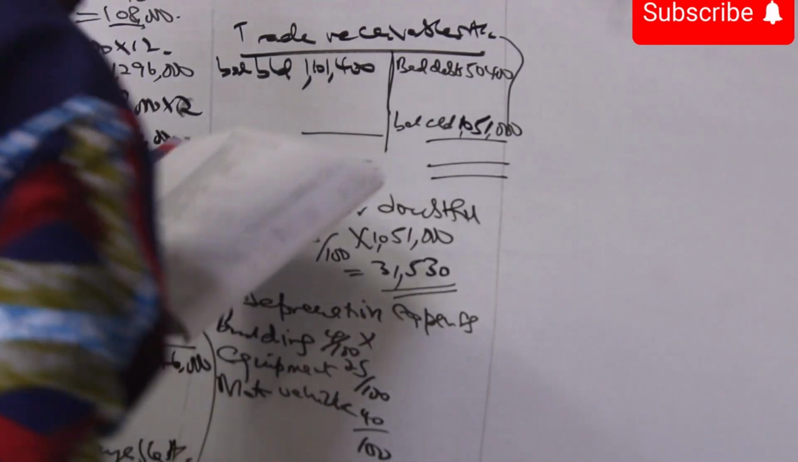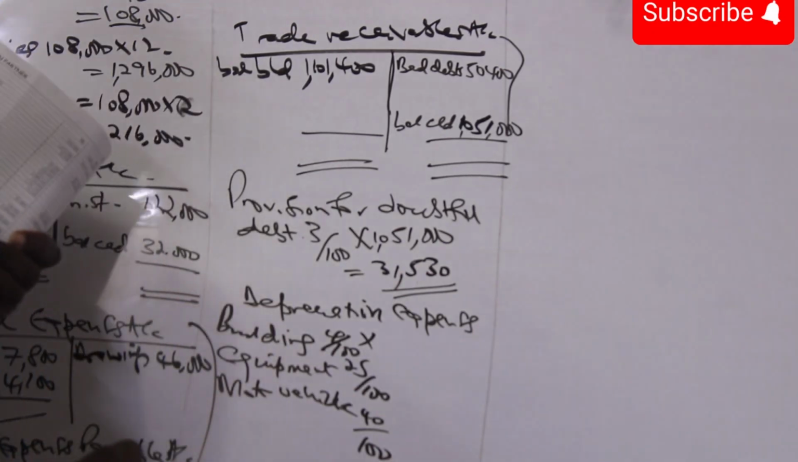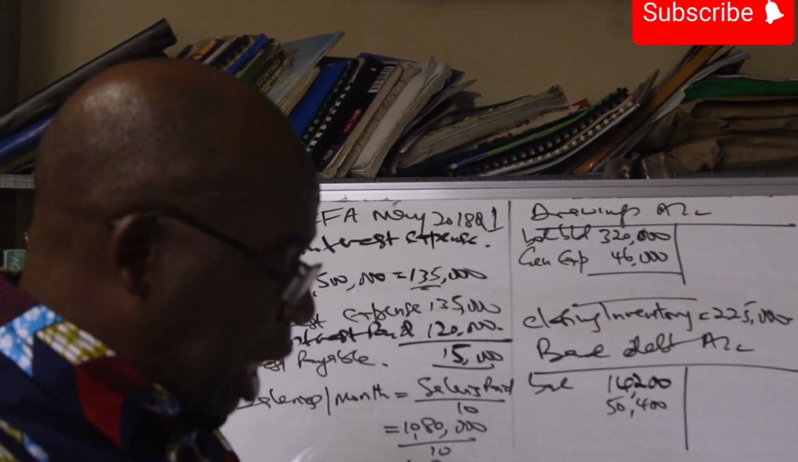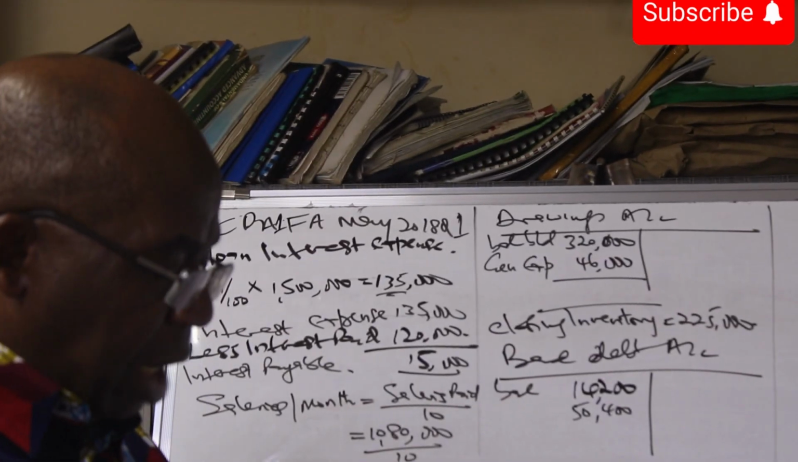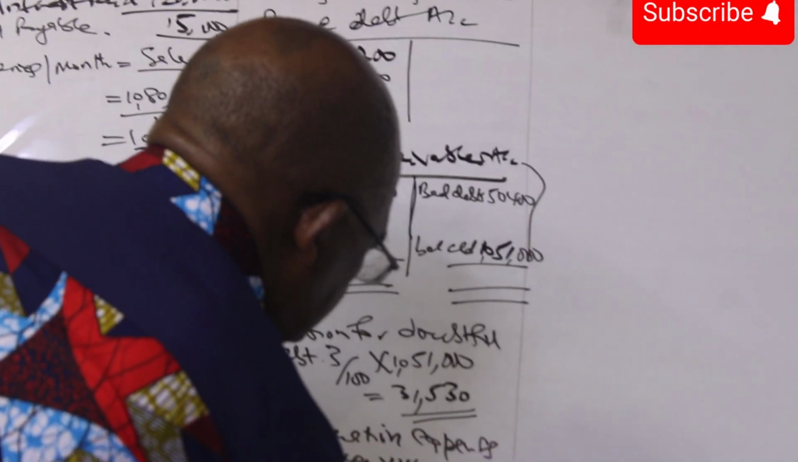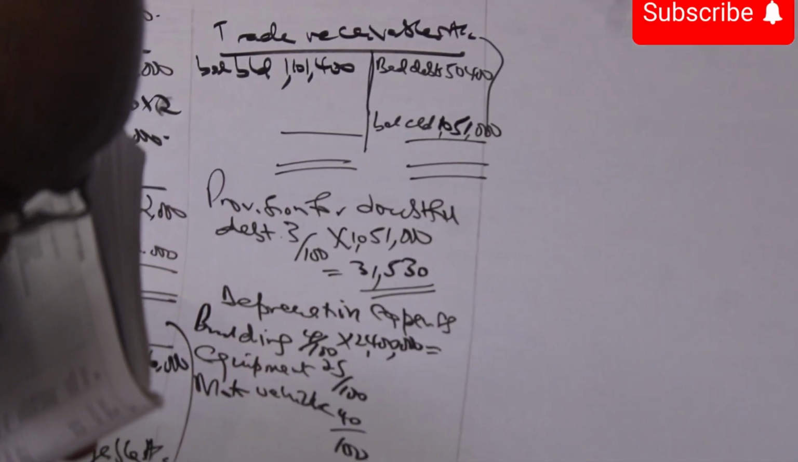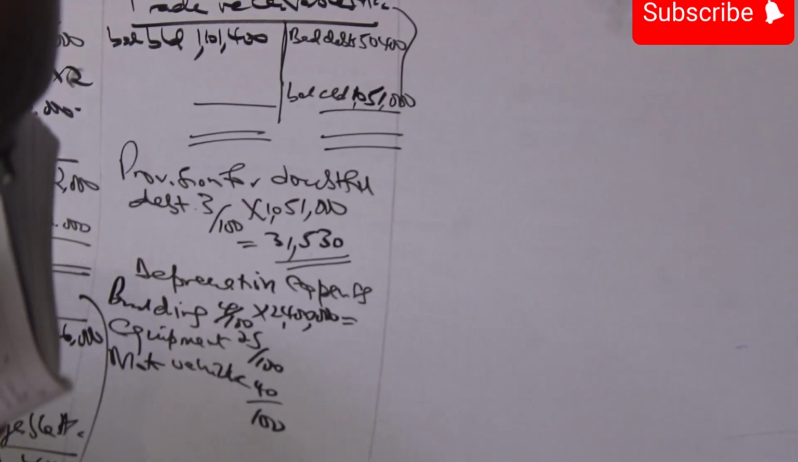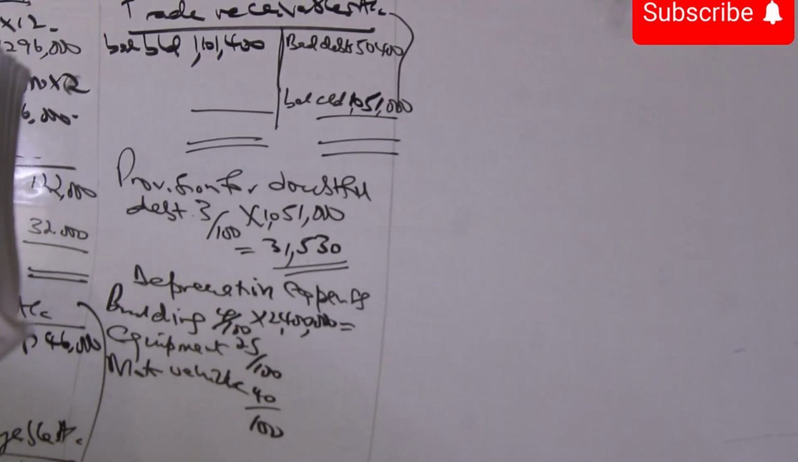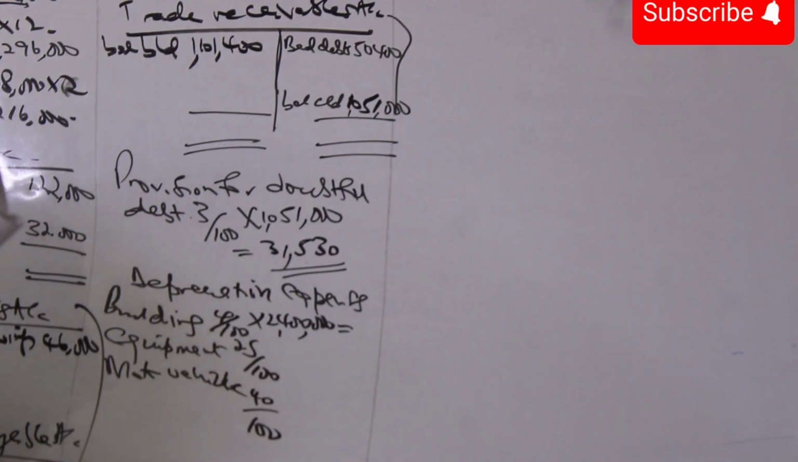Now, for the building, if you look at the trial balance, we have been given a figure for land and building, 3,400,000. Out of the 3,400,000, we are told land is 1 million, and we are told that we are not depreciating land. So you subtract that 1 million from 3.4 million, you are left with 2.4 million. So you multiply 4% with 2,400,000. 0.04 times 2,400,000, we get 96,000 for building.